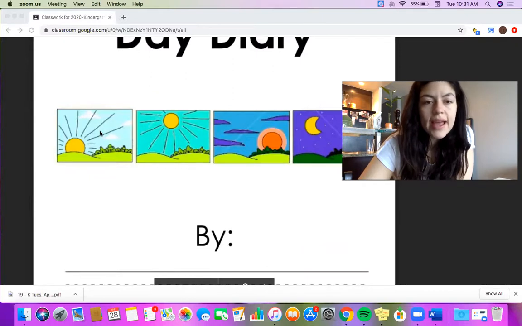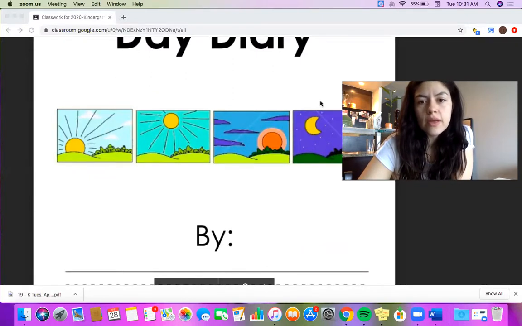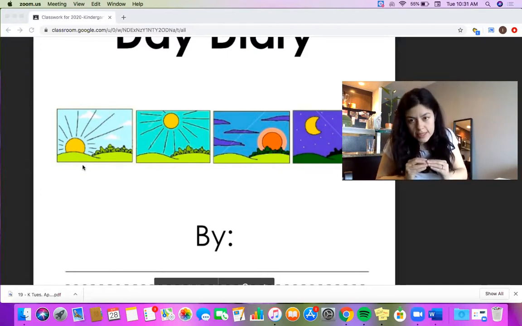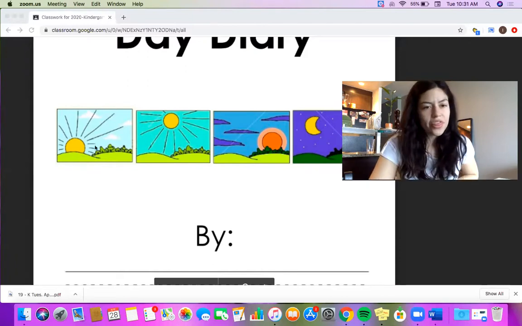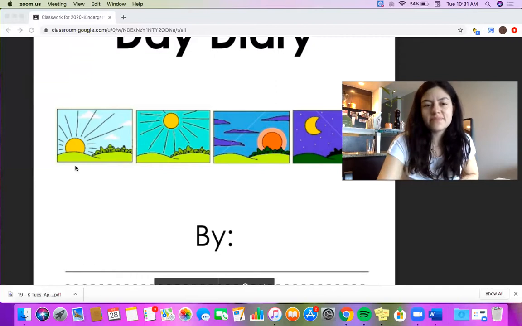So here next to me, I have 4 pictures. 1, 2, 3, 4. And these 4 pictures show the 4 different times of day. This picture shows the time of day where the sun is just beginning to peek out, and it rises, rises, rises. It's going up, up, up. Do you remember what this period is called? It starts with m. That's right. This is the morning. So the sun is still hiding behind the hills. It's on the rise.